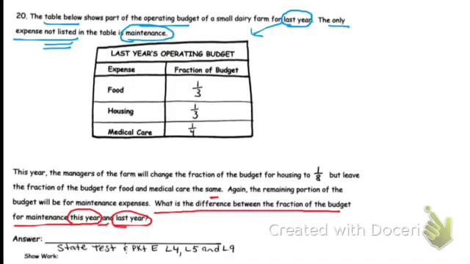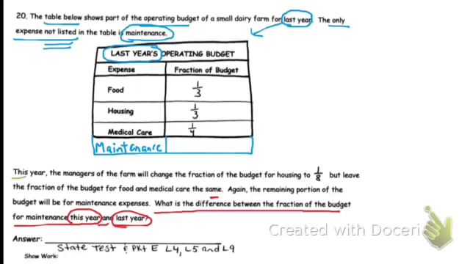So you know what I'm going to do? I'm going to set myself up, even if I don't know what the number is, and I'm going to add maintenance onto this table because I know that it's missing. So I'm going to make another section for myself: food, housing, medical care, and I am going to write down maintenance, which I can copy the spelling right from above that's circled in blue. Maintenance, and I don't know what the fraction of the budget is for that, so I'll simply leave it blank. Okay, so that table is totally set up for last year.